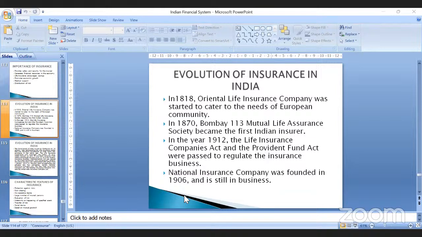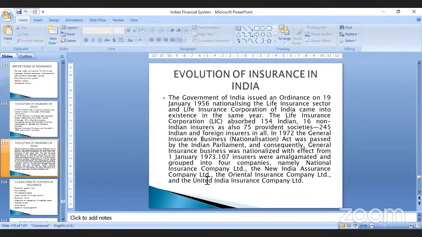Then there were 154 Indian, 16 non-Indian insurers, and 75 provident fund societies at that time. All of them were absorbed by the Life Insurance Corporation of India, right? And in 1972, the general insurance business was also nationalized by the Indian Parliament, which came into effect on 1st January 1973, amalgamating 107 non-life insurance companies into four major companies called National Insurance Company, New India Assurance Company, Oriental Insurance Company, and United Insurance Company. These were the four major companies which were formed when insurance evolved in India.